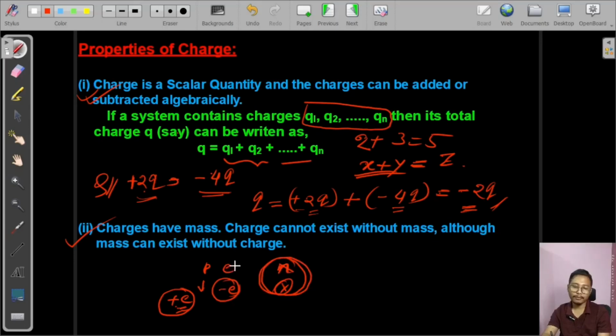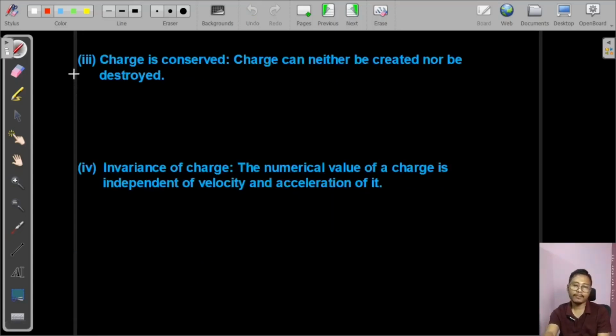But suppose there is no mass of electron and the proton. Suppose proton and electron have no mass. Then what will happen? They can't exist there. Since they can't exist, their charges will also not exist. In other words, charge cannot exist without mass. Understood? So let's proceed to the next one.